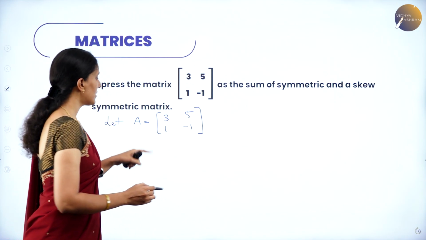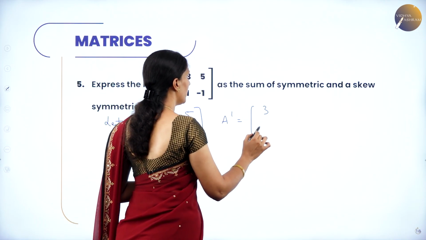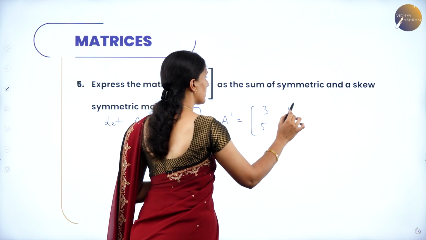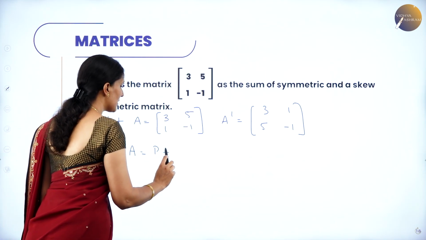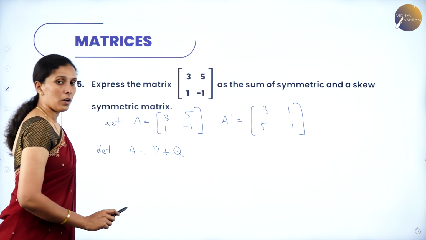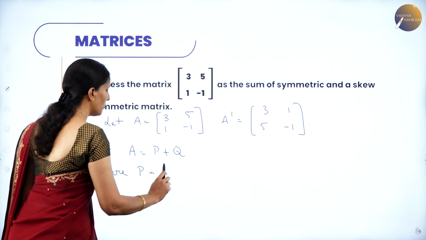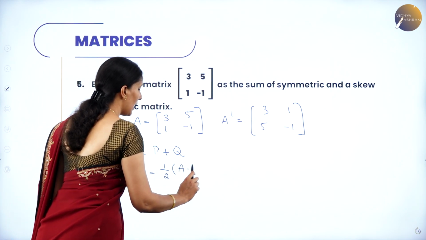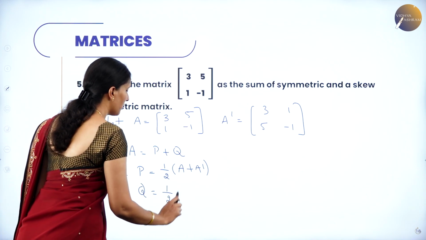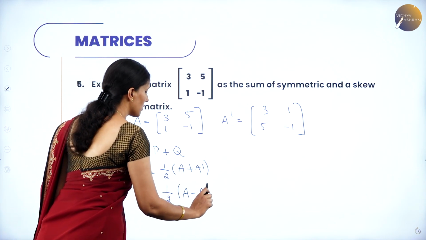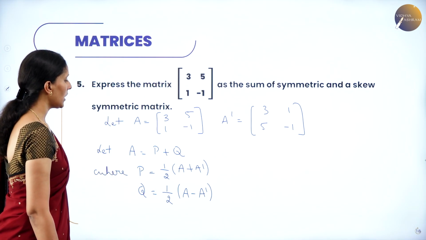Okay. So let's take A transpose. So then it is 3, 5, 1, minus 1. Next, let A is equal to P plus Q, where P is equal to half of A plus A transpose and Q is equal to half of A minus A transpose. Okay, so here let's solve for P and Q.